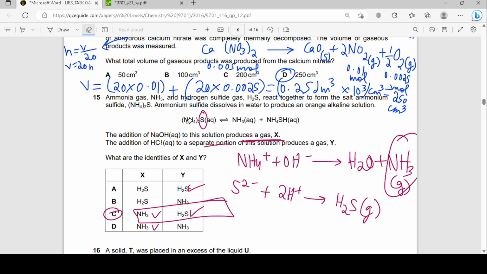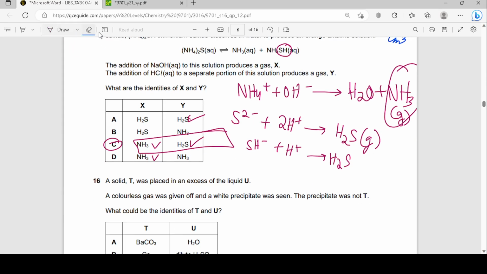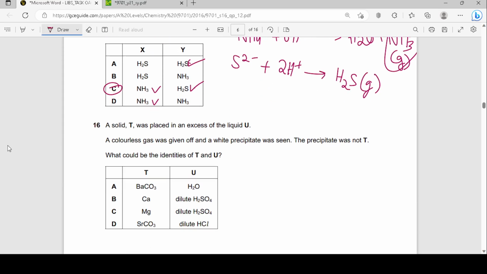I suppose you could do other equations as well. For this one you could do SH minus plus H plus, perhaps gives you H2S. I guess you could do this question using multiple equations. Again, if I'm making any mistakes, just tell me in the comments, guys. But I think the answer is C.